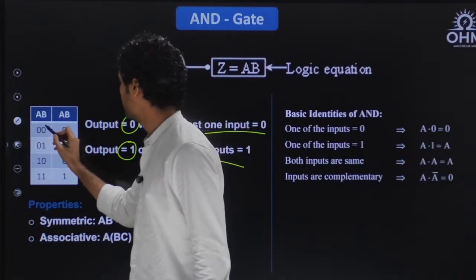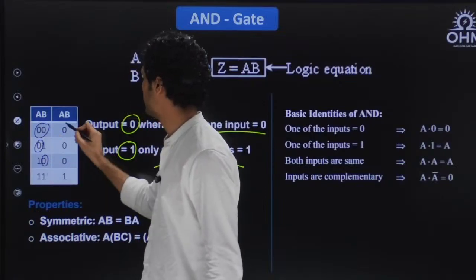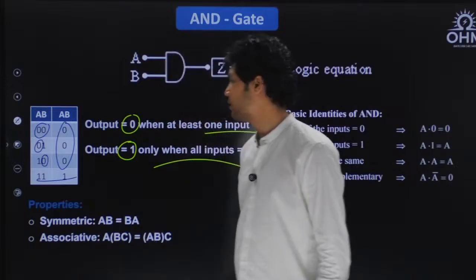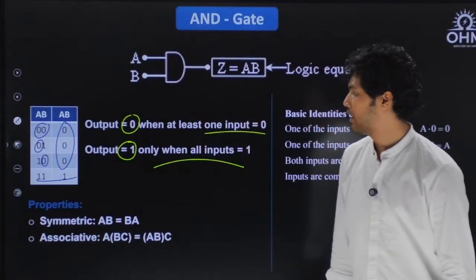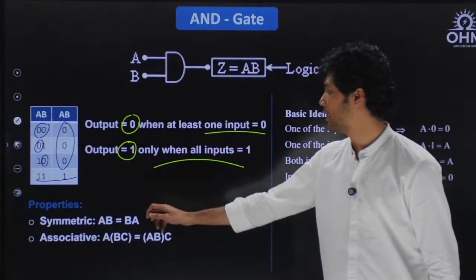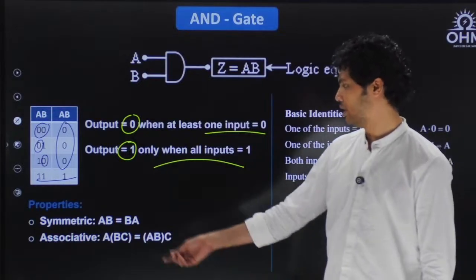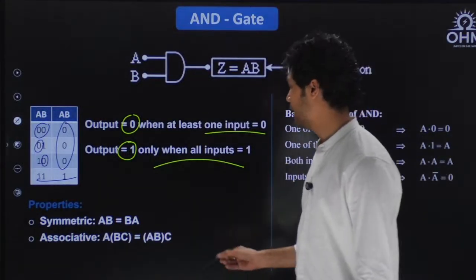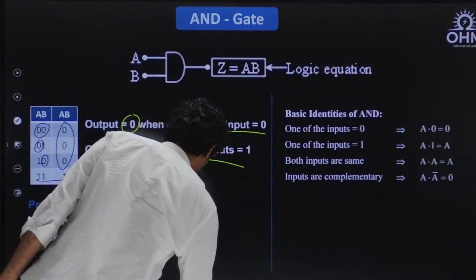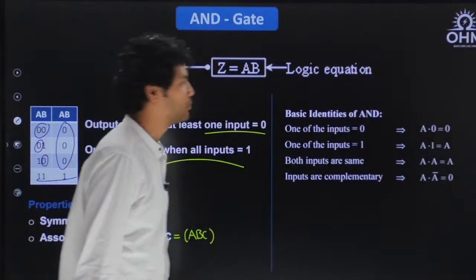So when at least one 0 you are having, I'm having a 0 here, I'm having a 0 here, I'm having at least one 0 here, and hence output became equal to 0. Only when all inputs are 1s, output is equal to 1. And even AND gate satisfies the commutative property, which simply says that A into B becomes equal to B into A. Okay. And it is also associative, which says that A into BC also becomes equal to AB into C, which is also equal to 3-input AND function.